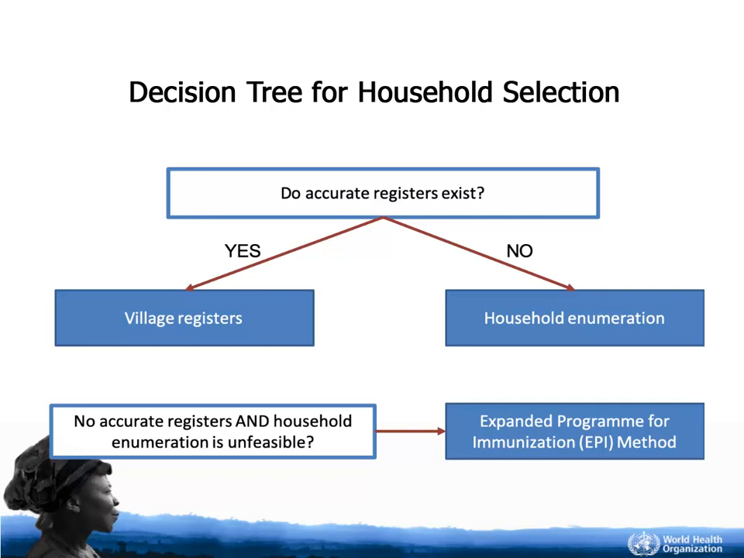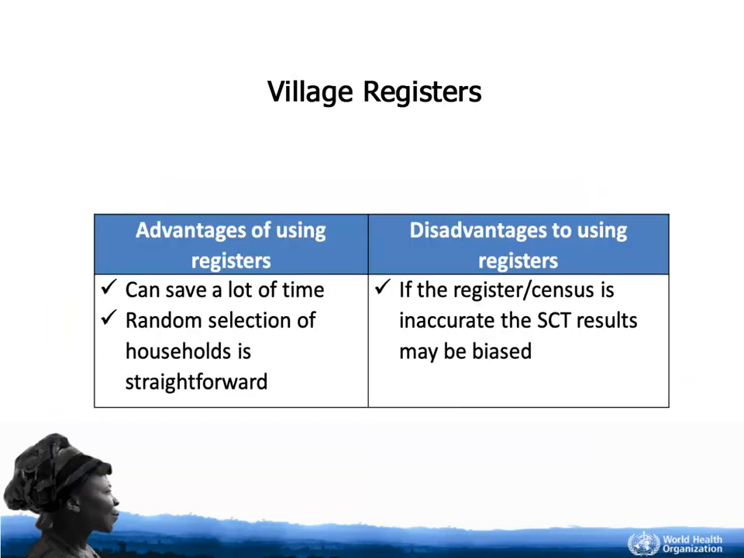The first question to ask is if accurate household registers exist. Such registers may be found with the village leader or at the local health post. The advantage of using registers is that they can save a lot of time and create a straightforward way to randomly select houses. However, if the register or census is inaccurate, the SCT results may become biased.